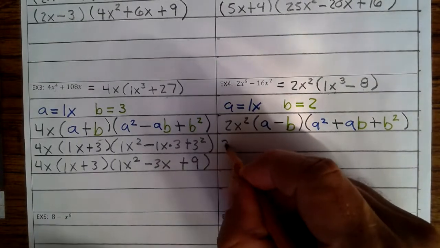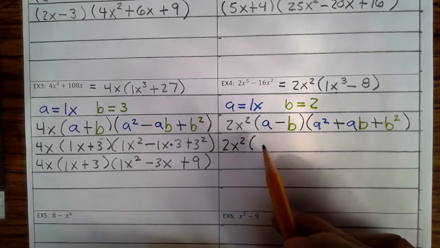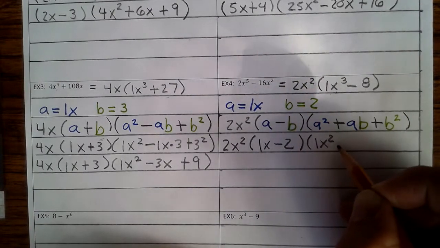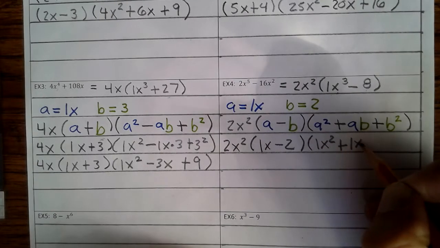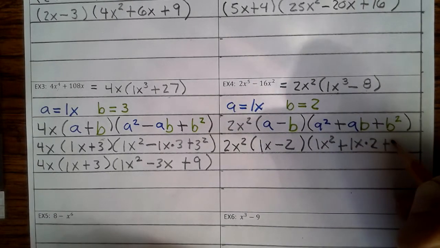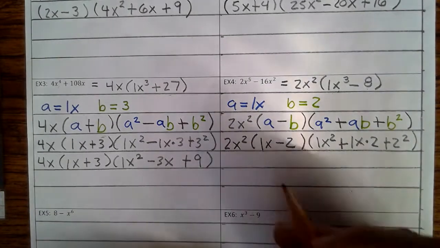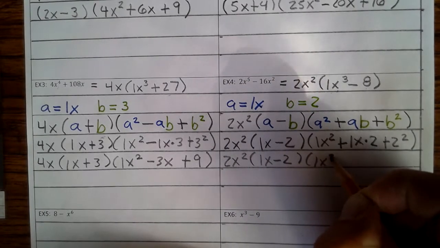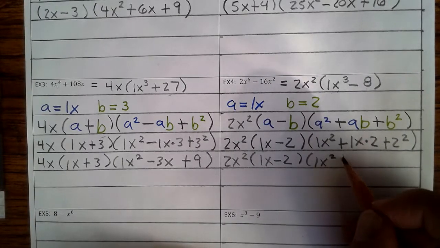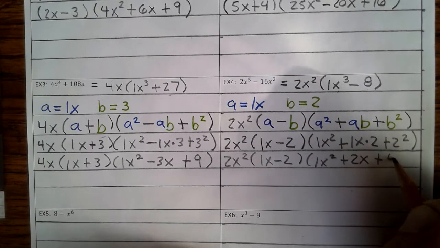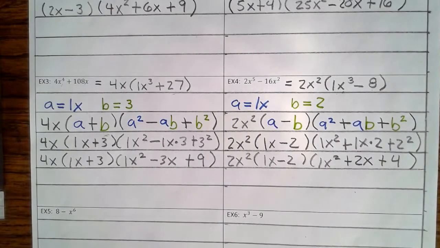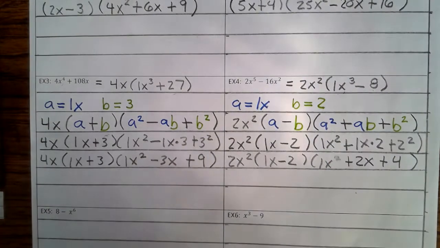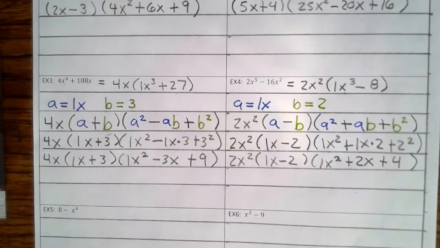Okay. So again, we have 2x squared. Well, A is 1x minus B is 2. So 1x squared is 1x squared plus 1x times 2 plus 2 squared, which is 2x squared times 1x minus 2 times 1x squared plus 1x times 2 is 2x plus 2 squared is 4. All right, go ahead and finish up example 4.